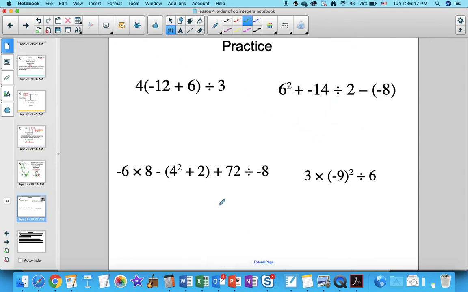All right, let's do this big one and see if we can solve this one. This one looks hard, right? Well, we follow BEDMAS again. Brackets, here. Okay, now I have exponents here, so I know that that's going to be 16.